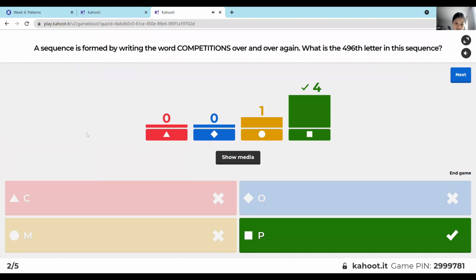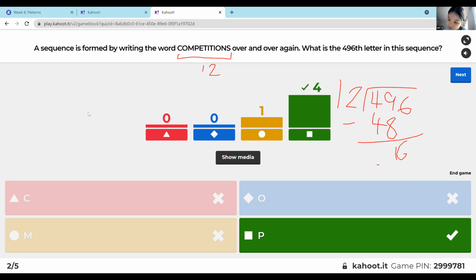Okay. For this problem, it's similar to the last problem. We find the length of repetition here. "Competition" is 12 letters long. And then basically you'll find the remainder when 496 is divided by 12, which in this case is 4. So basically, we're just finding a_4, which in this case is P.